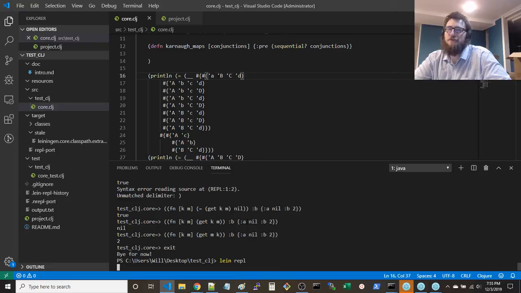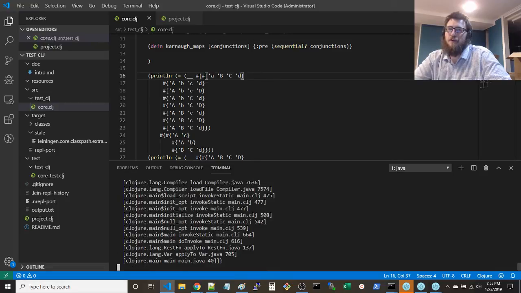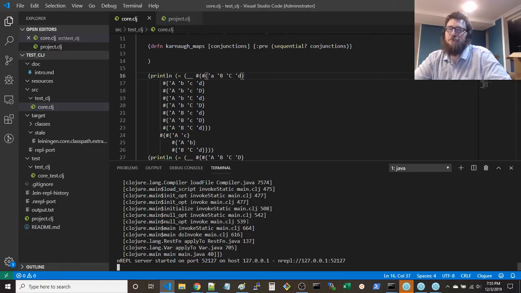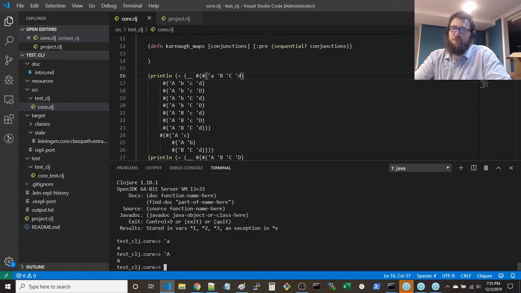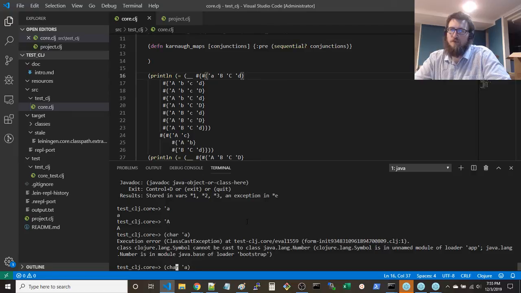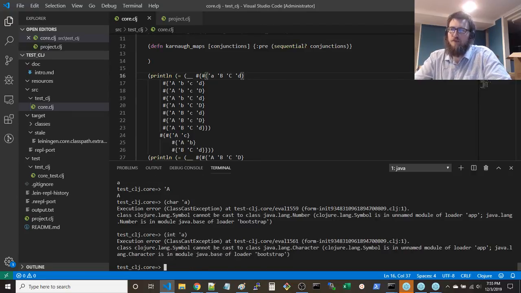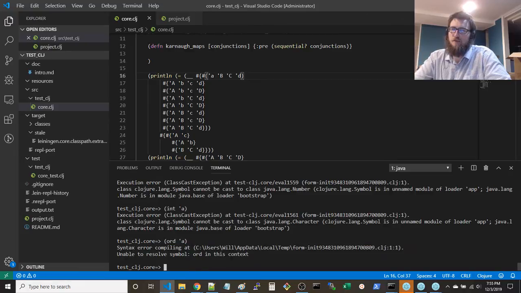Let me see. I want to go from quote A, character, no, int. Symbol to number.